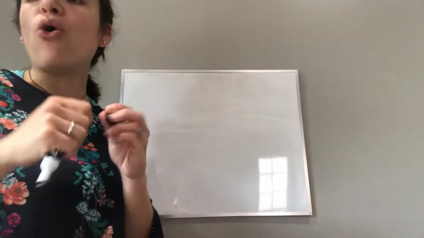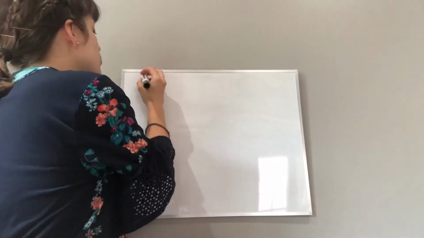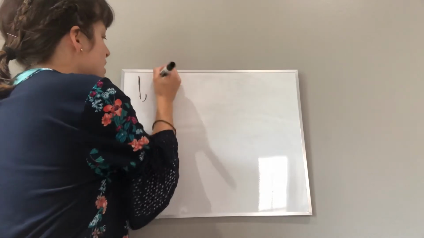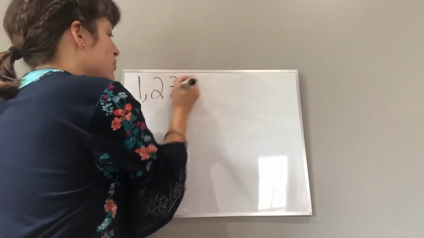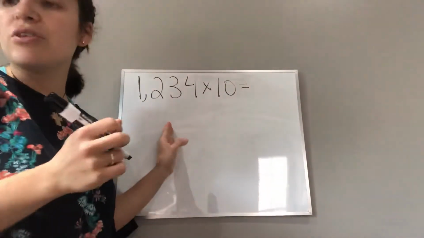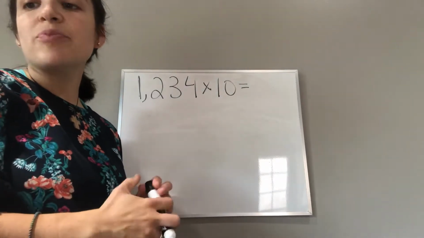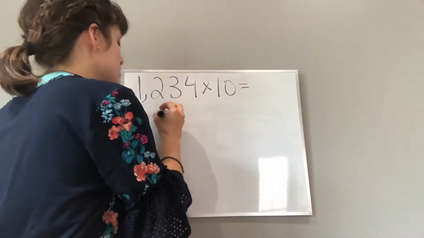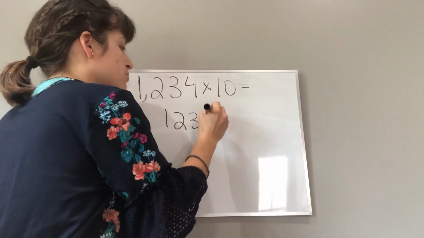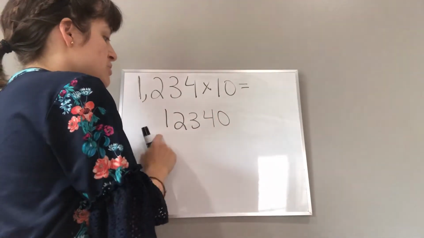When you multiply a whole number by 10, a 0 is added to the whole number. For example, we have 1,234 times 10. A 0 is added to this whole number, and each digit is moved to the next higher place value. So in the end, we get 12,340.